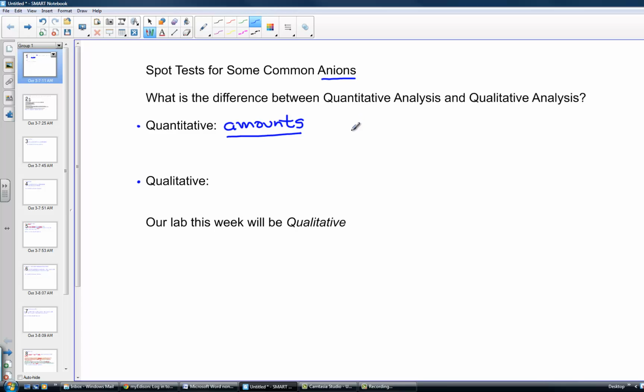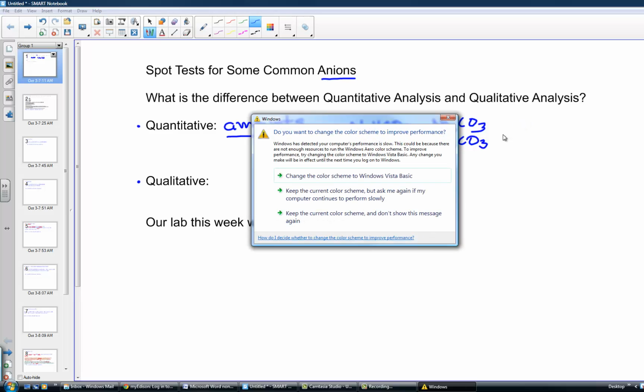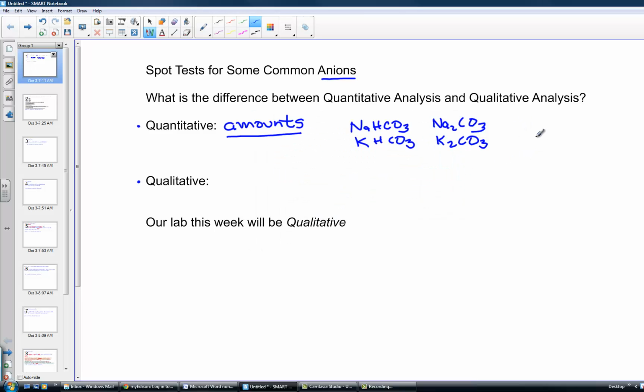For instance, we had a week where we were determining between sodium bicarbonate and potassium bicarbonate, or the compounds sodium carbonate, Na2CO3, versus potassium carbonate, K2CO3. This had a title in the experiment called mass percentages. In those mass percentages, we used very careful measurements to determine the identity of the sample. This was a quantitative analysis. Tell me the identity of the unknown by using very careful measurements.